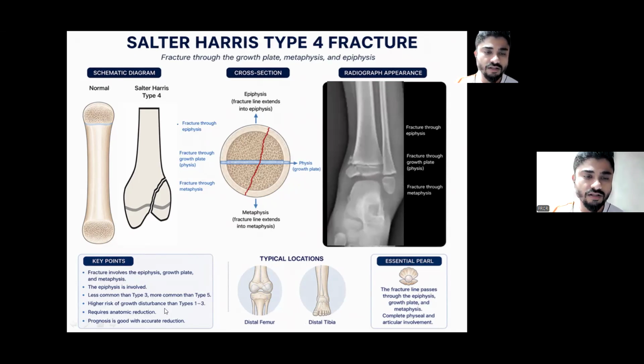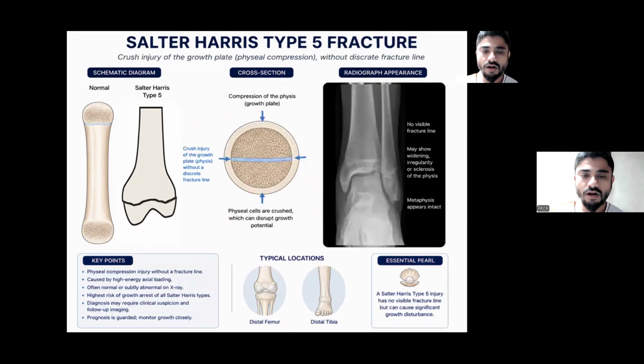This is a less common type of Salter-Harris fracture, and usually it has a slightly higher risk of growth disturbances in the growing skeleton as compared to types 1, 2, and 3. Prognosis is good if there is no significant displacement and if there is good reduction. Now coming to the Salter-Harris type 5 fracture.